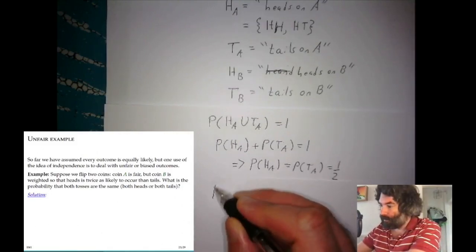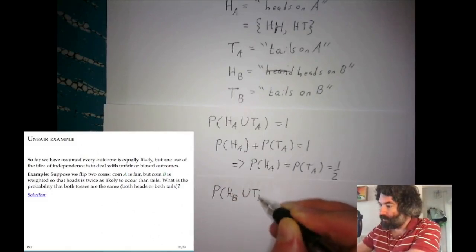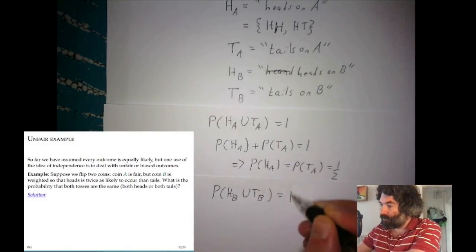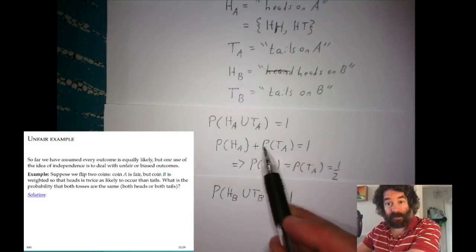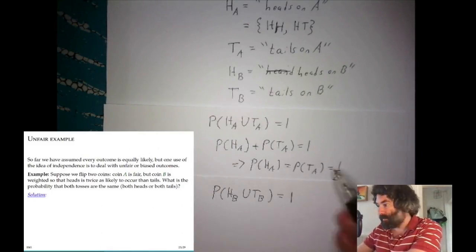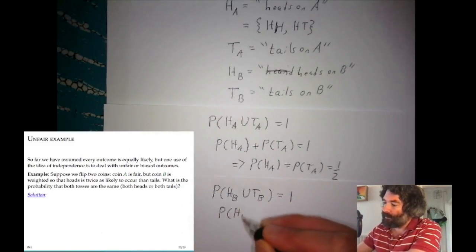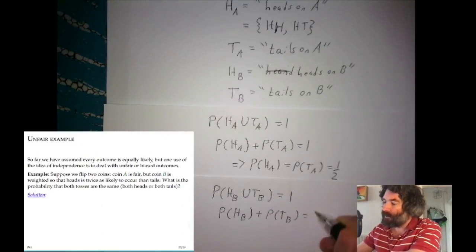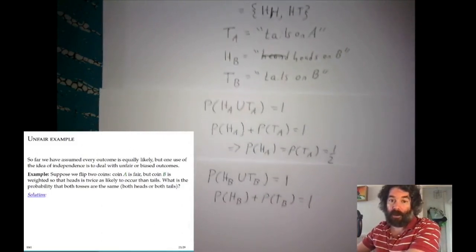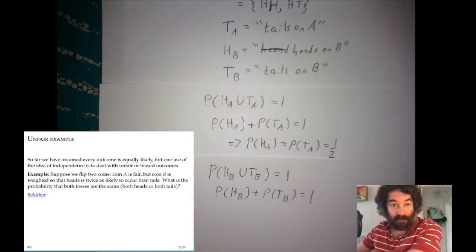Now, the probability of heads on B or tails on B has got to be equal to 1, for the same reason as before. The event heads on B or tails on B is the entire sample space, so the probability has to be equal to 1, and these are also mutually disjoint, meaning that the probability of heads on B plus the probability of tails on B would have to be equal to 1. And now the probability of heads on B is twice as much as the probability of tails on B. So on that coin, heads is twice as likely as tails.